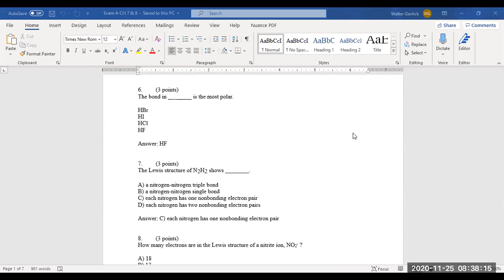Number 7, the Lewis structure of N2H2 shows, and the answer is, each nitrogen has one non-bonding electron pair. If you drew out the Lewis structure, you'd have 2 nitrogens double bonded to each other with a hydrogen off of each nitrogen, and then one lone pair of electrons off of each nitrogen.